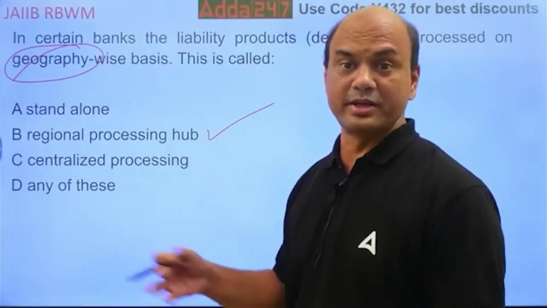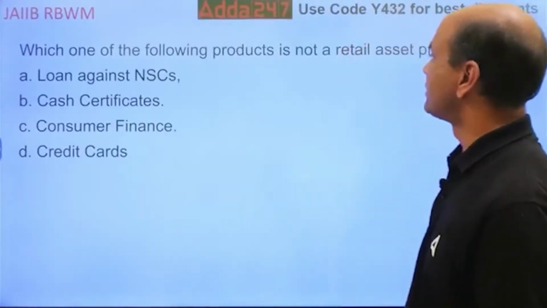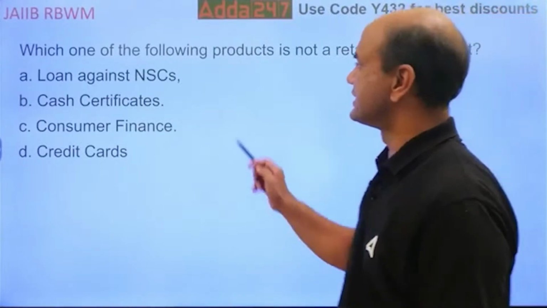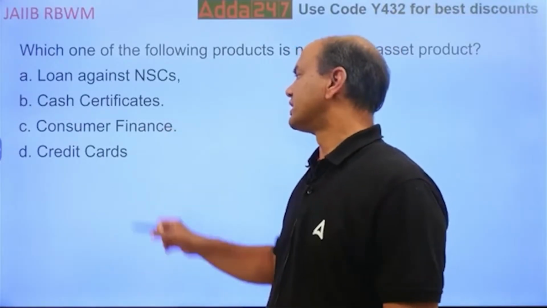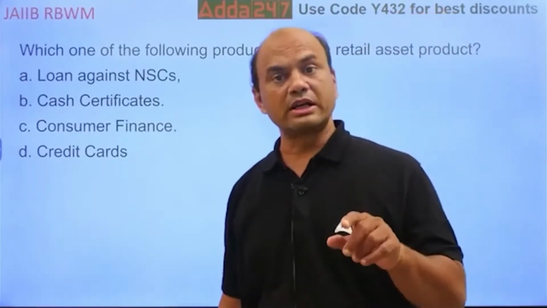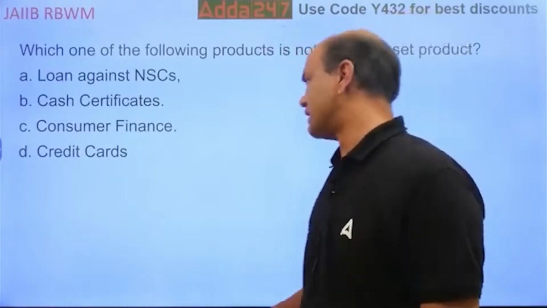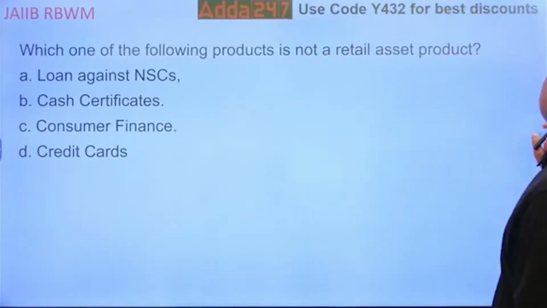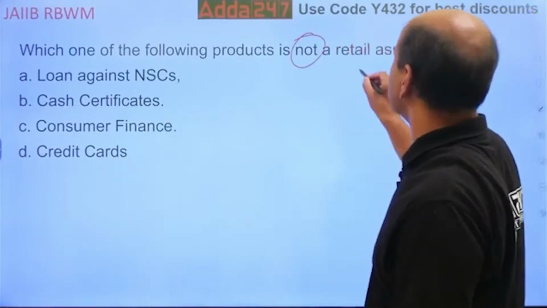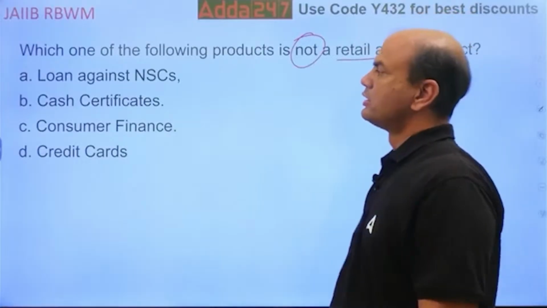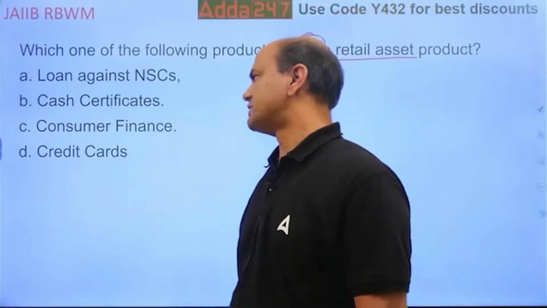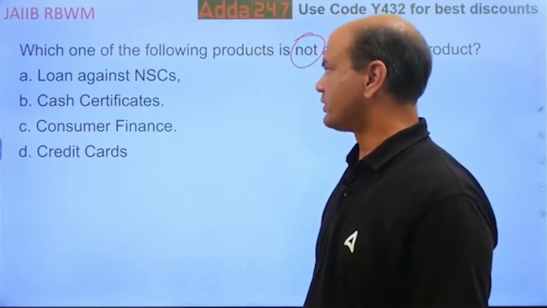We need fastness, speed. Which one of the following products is not a retail asset product? Loan against NSCs, cash certificate, consumer finance and credit cards. Which one of them is not a retail asset product? Look at this. We are focusing on asset product. And importantly note this question, not retail asset. Loan against NSCs, cash certificates, consumer finance, credit cards.